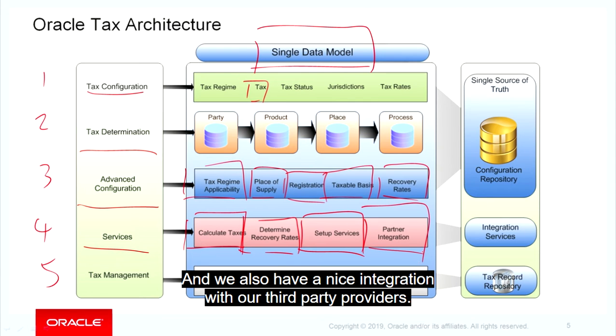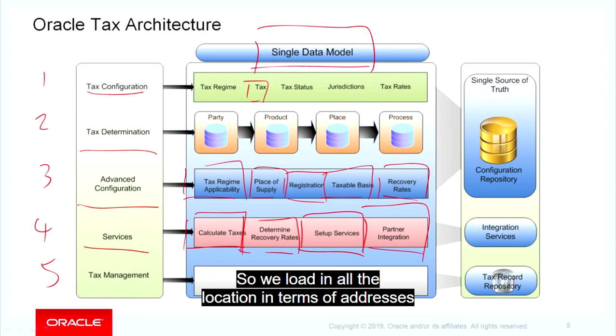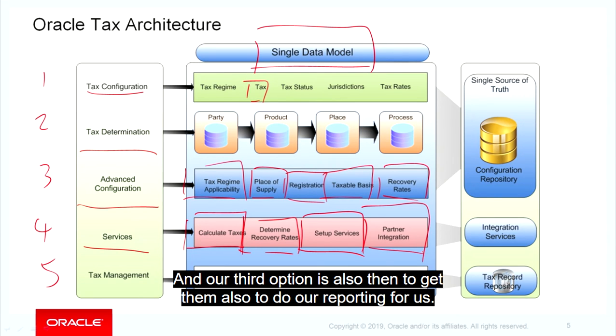And we also have a nice integration with our third-party providers. With those third-party providers, we might just be loading tax content, so we're loading all the locations in terms of addresses and all of the rates and statuses with those addresses. We might be getting the partner to not only load the content, but also to do the calculation. And our third option is to get them to also do our reporting for us.